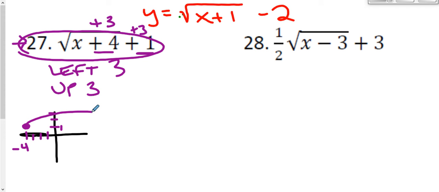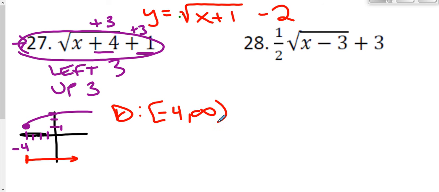And my domain should be all the possible x values. The x values start over here at -4 and go to the right forever. So -4 to infinity. And then the range is all the possible y values. They start from bottom to top. So my y values start here at +1, thank you, and continue up to infinity.